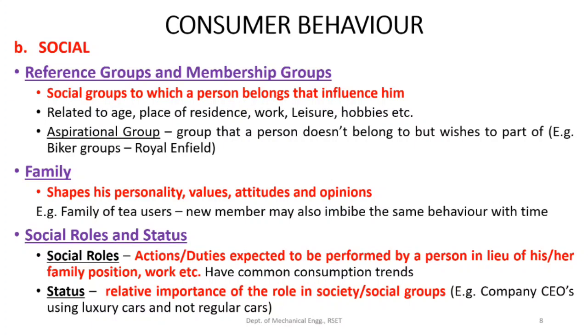Now, aspiration groups also influence the consumer's buying behavior. For example, a person who wishes to be part of the Royal Enfield Owners Club, even though he doesn't own an Enfield at the moment, has a tendency, or his behavior toward products that are related to bike groups is generally positive in nature.